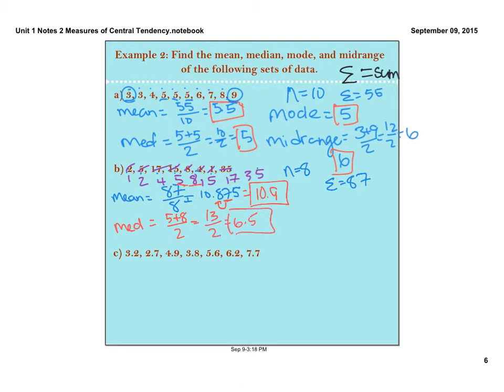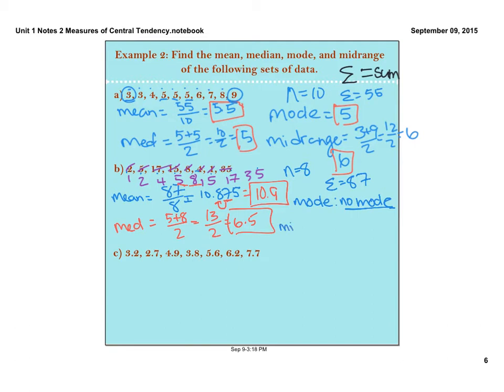So there's that one. If I go to mode and I look for what appears most here, all of my digits are unique. All of my data points are different. So 1, 2, 4, 5, 8, 15, 17, 35. They're all different. So that means I'm going to end up with no mode here. There's no mode in this data set.